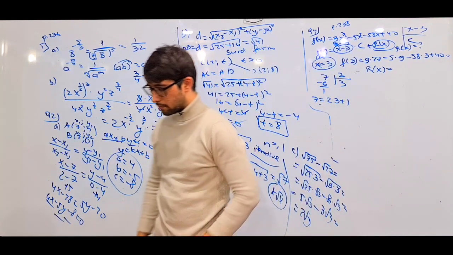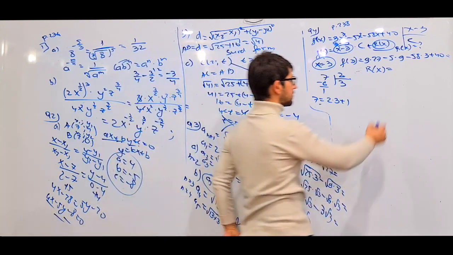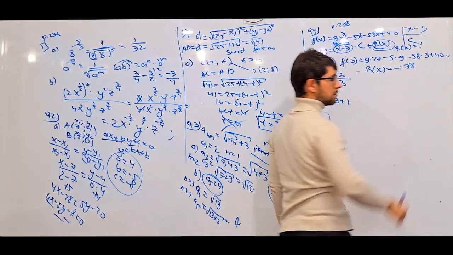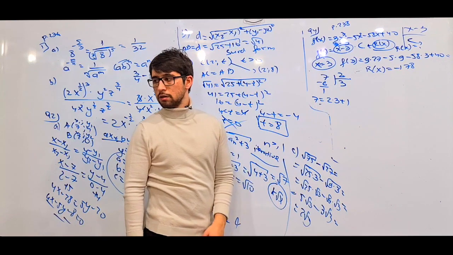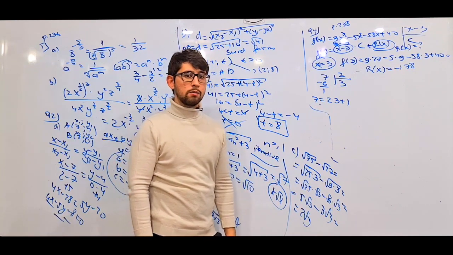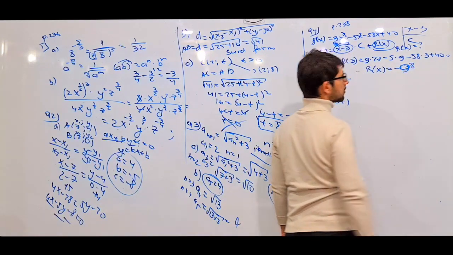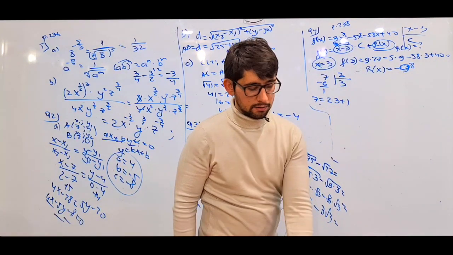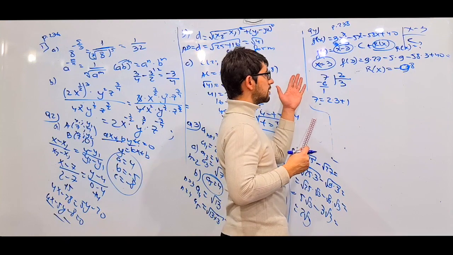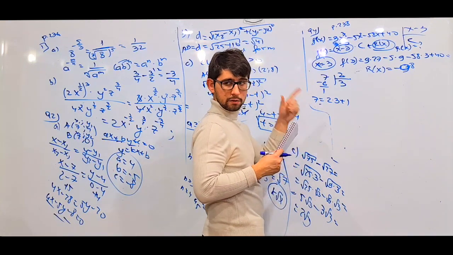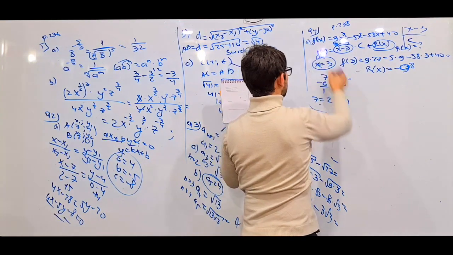So, minus 178. Samir, do you get the same answer? 98. Jahangir, you have to check. Minus 98 then. Okay? Did you understand the A part? This was the A part. So B part then.